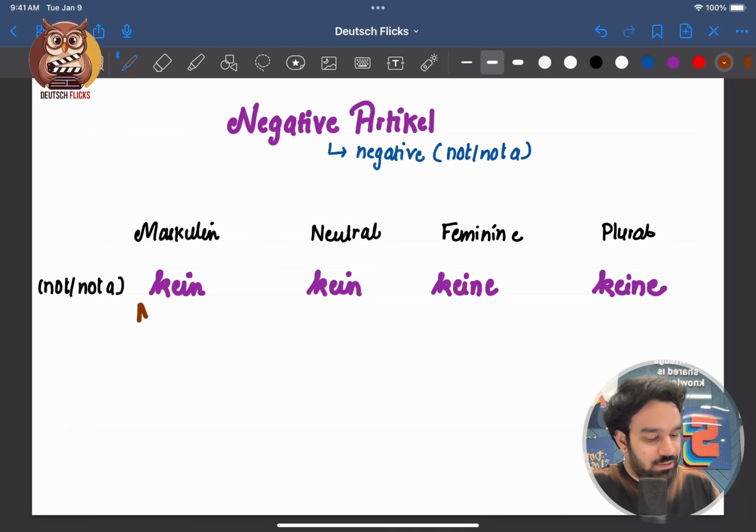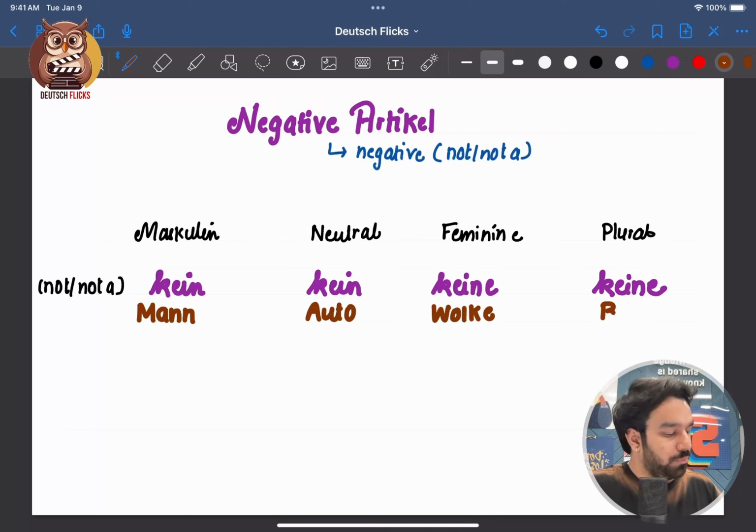Let's take the same nouns. Kein Mann, kein Auto, keine Wolke, keine Bücher.